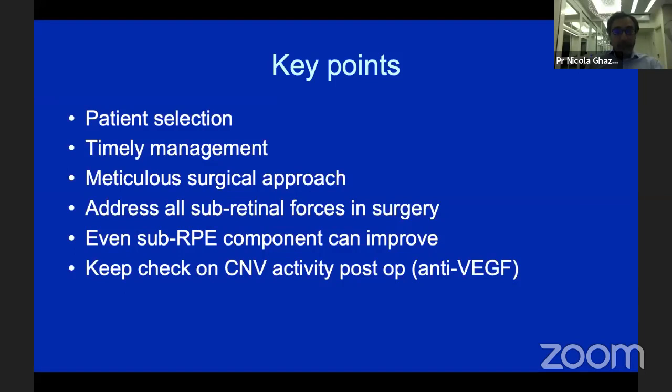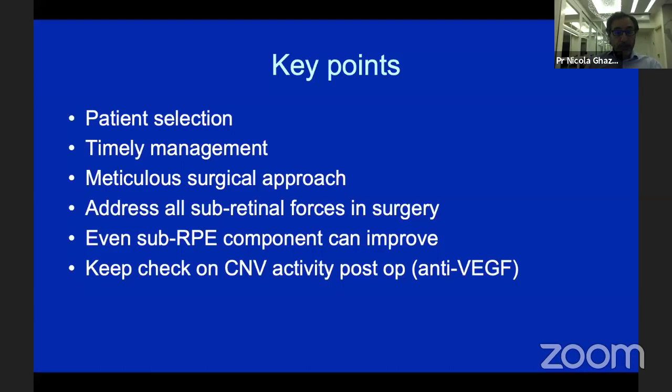surgical techniques. Timely management is very important. You want to intervene within a week. Studies have shown that by 1 week and after, significant damage to the outer retina has occurred. And also, the fibrin polymerizes and becomes difficult to lyse. So you want to intervene within a week, ideally.